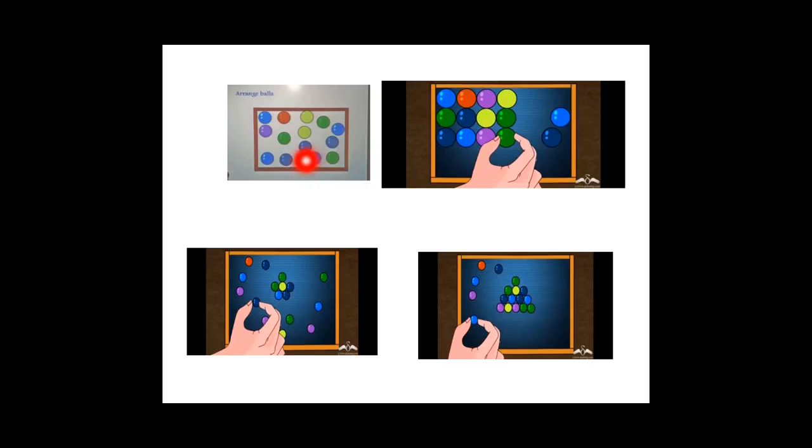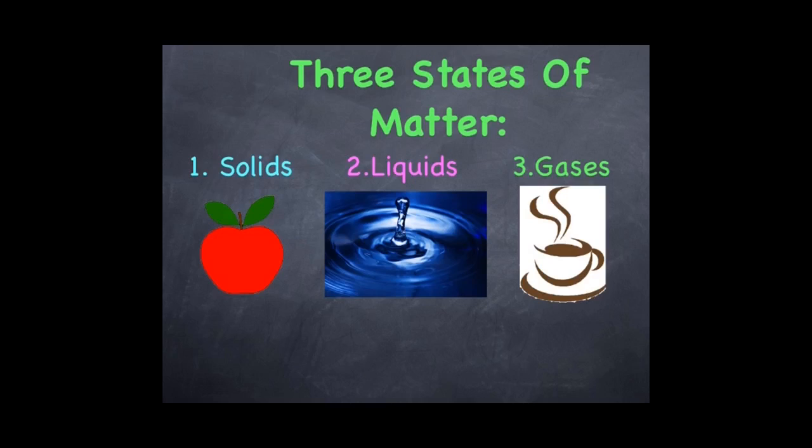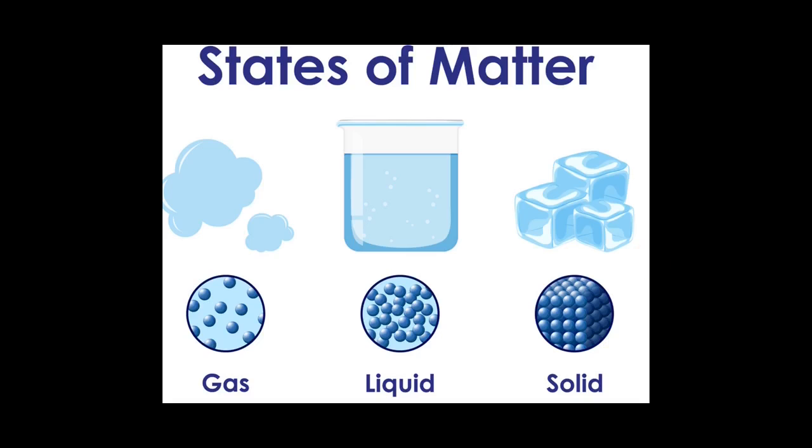I would like you to imagine these balls are like molecules. When you arrange these balls closer, even if you arrange them very close to each other, you will find some space between these balls. That is the space between these particles. This space is called interparticle space. States of matter: matter exists in three different states: solid, liquid, and gas.